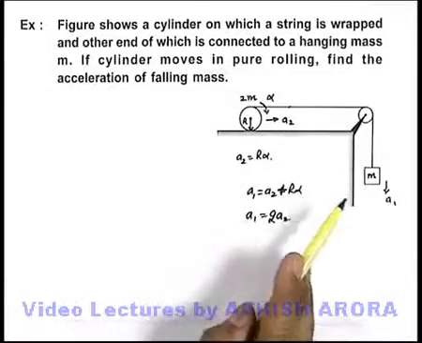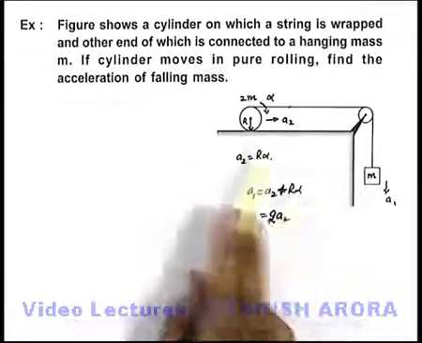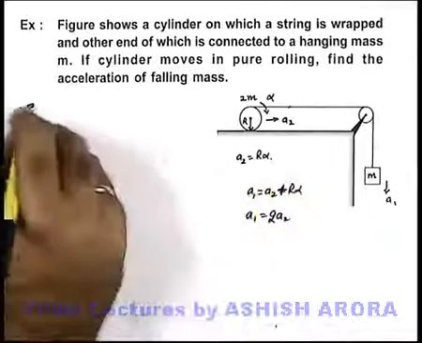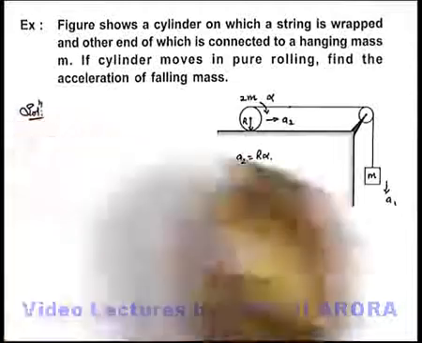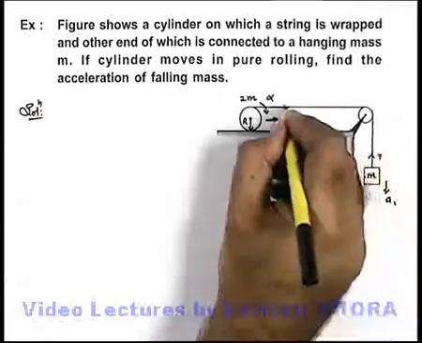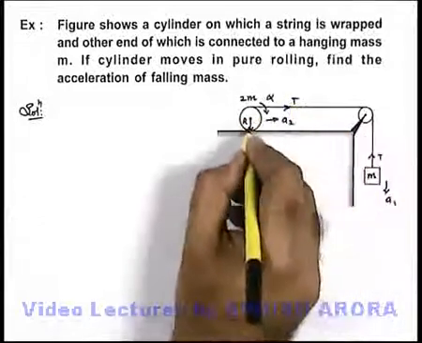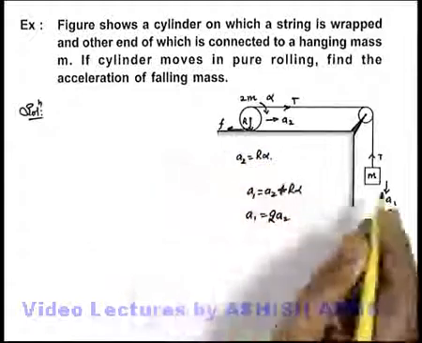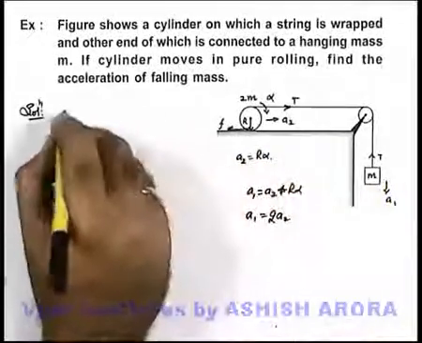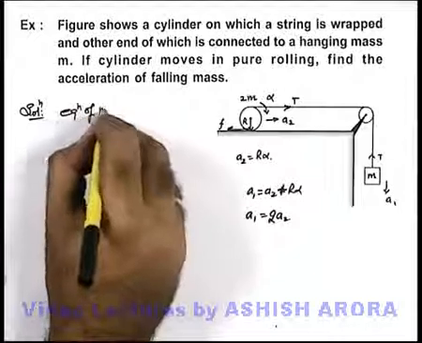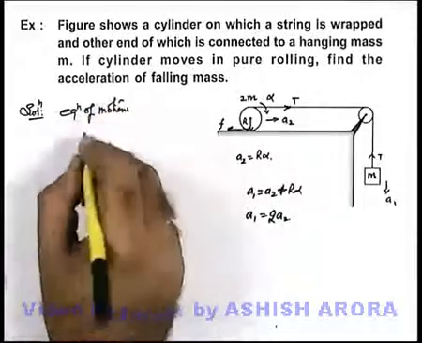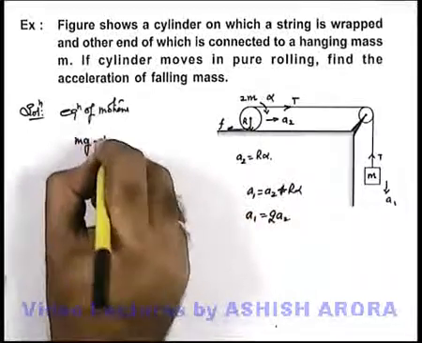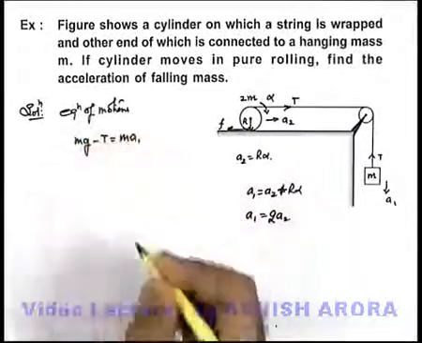Now, we can very easily develop the equation of motion of both of these bodies, and we just solve these equations. In this situation, if we consider the tension in the string to be T, for pure rolling, let us consider the static friction acting on the cylinder would be F. So, if we write the equation of motion for block m as it is falling down with a1, we'll write its equation as mg minus T is equal to m a1.